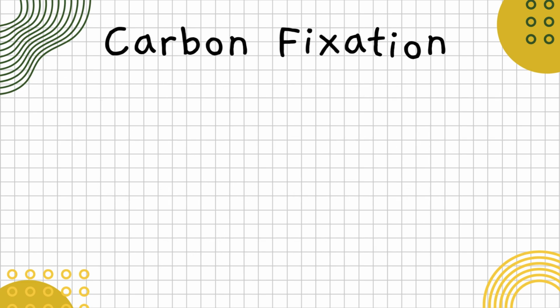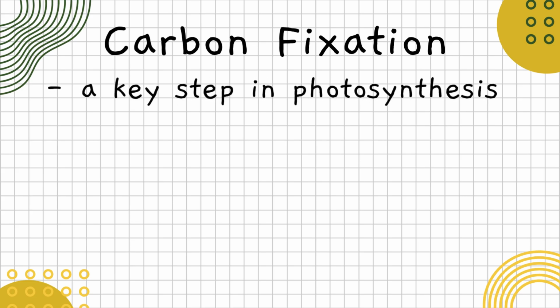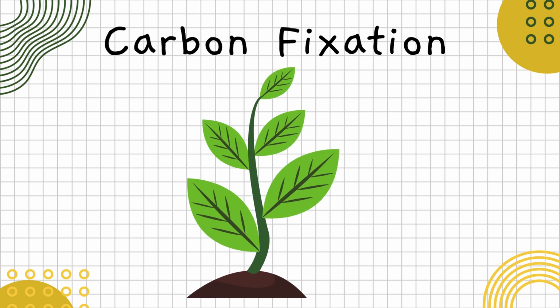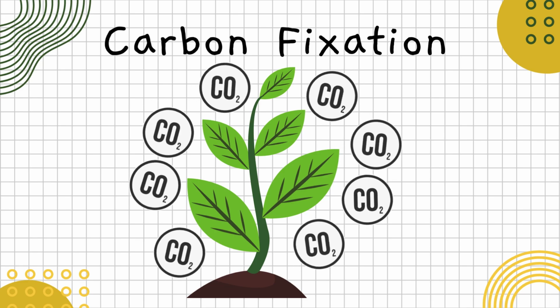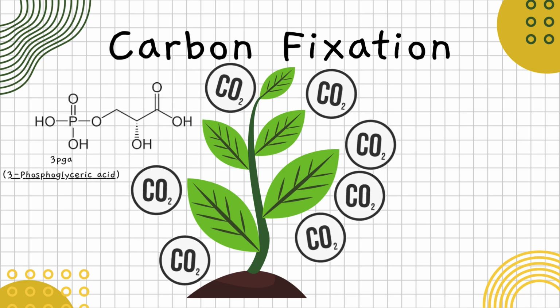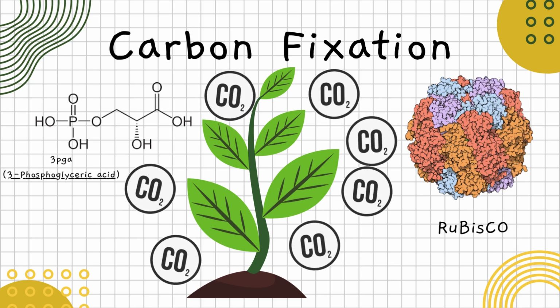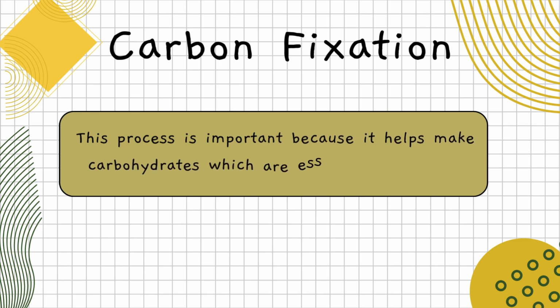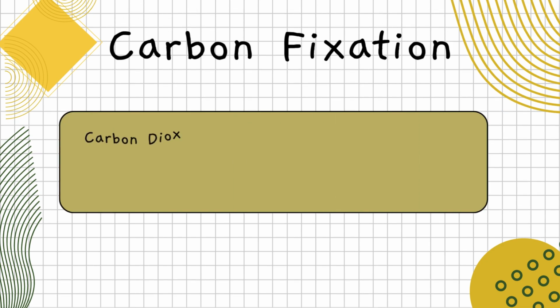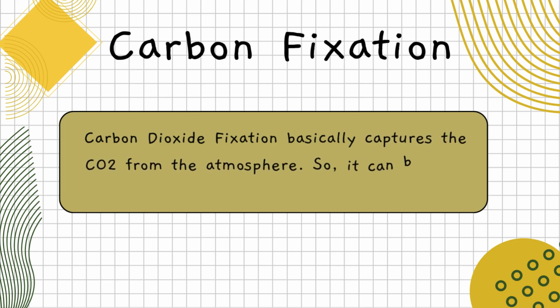This slide talks about carbon fixation, a key step in photosynthesis. It explains how plants take carbon dioxide, CO2, from the air and turn it into a useful compound like 3-PGA with the help of an enzyme called rubisco. This process is important because it helps make carbohydrates, which are essential for energy. Carbon dioxide fixation basically captures the CO2 from the atmosphere so it can be used for a reaction.